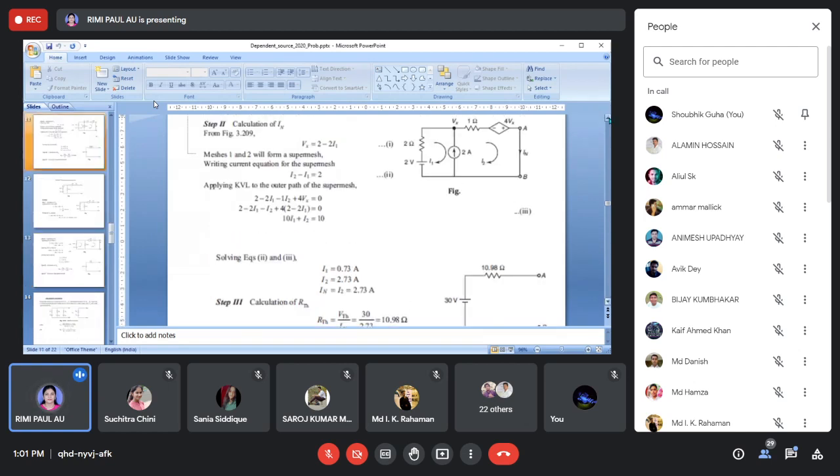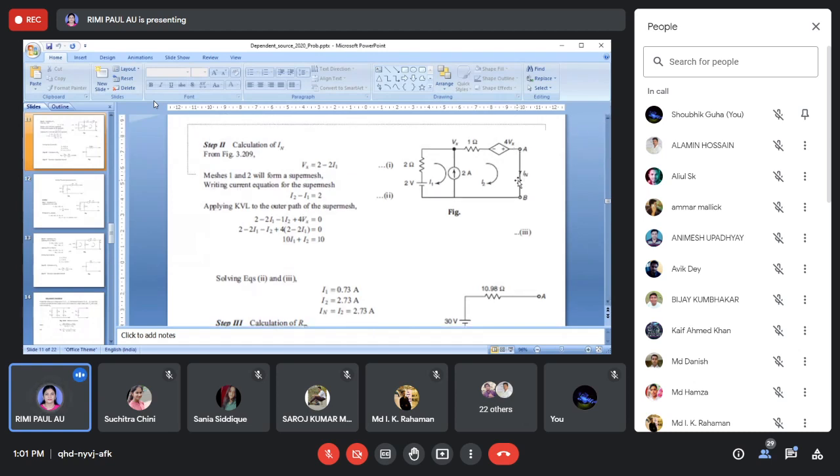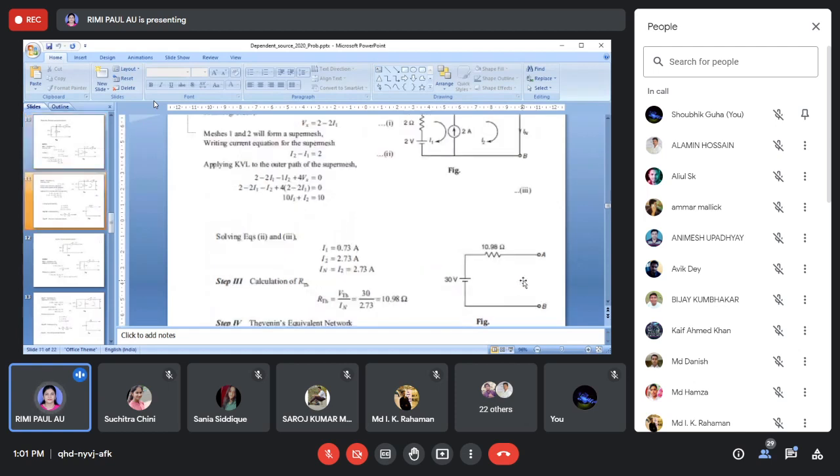Now the second step, you have to short circuit this path. Here you can apply super mesh again, and you can find out what is the I2. If you get I2, then you can say this is IN, that means short circuited current. If you get IN and VTH, then you can find RTH: VTH by IN, you will get RTH.